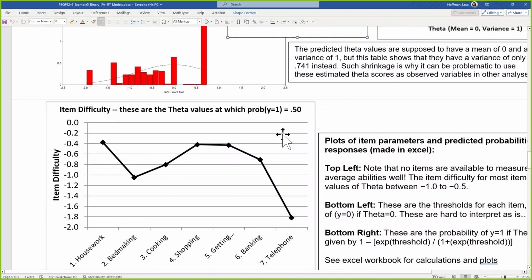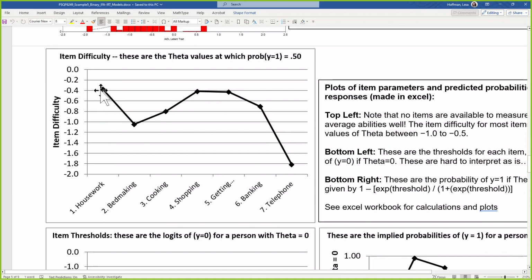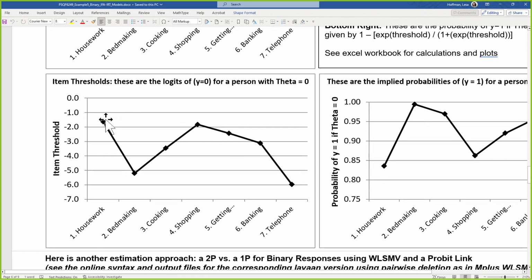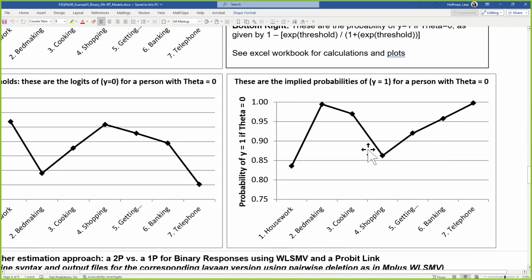Here's some other plots. So this is a plot of the difficulty of each item in the order in which the items were numbered. We can see that item 7 is by far the least difficult. That one was answering the phone. Here are the item thresholds. So these tell you the predicted probability in logits of not being able to do these items for your average theta person. And those thresholds translate into these probabilities.